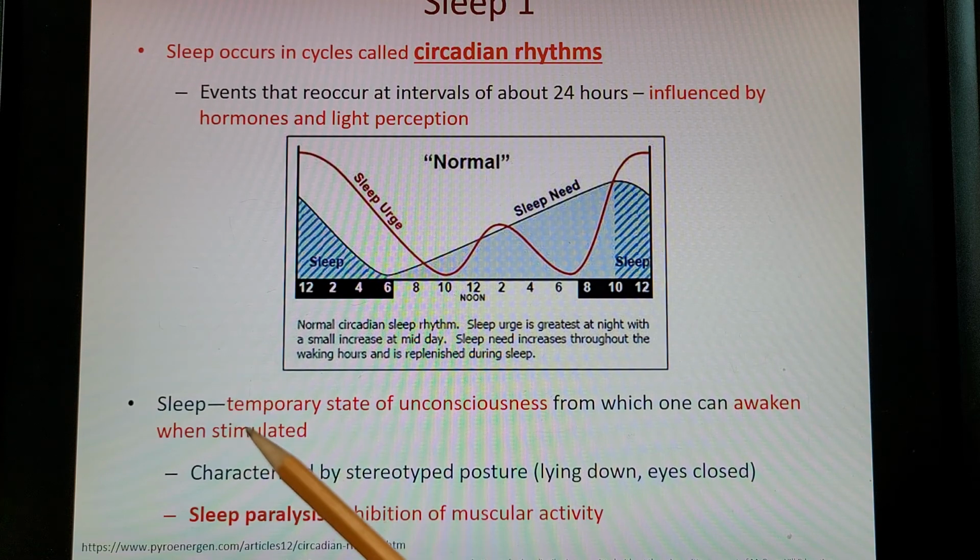So sleep is defined as a temporary state of unconsciousness, and then you actually can be stimulated to wake up, versus someone who's in a coma. When you sleep, our body undergoes sleep paralysis, so we have an inhibition of muscular activity. So this is where you don't act out your dreams, so you don't accidentally smack your partner because you're moving around, or so you don't accidentally roll off the bed because you're moving around.